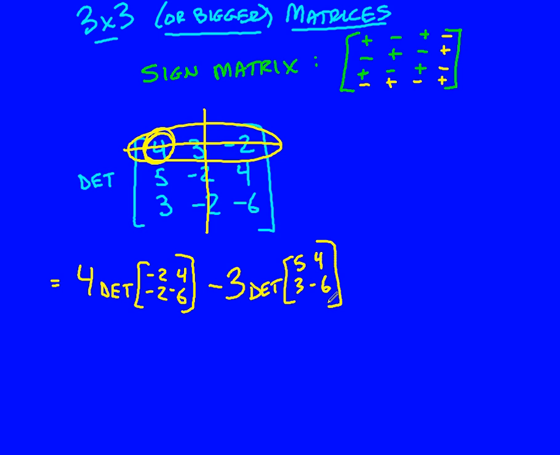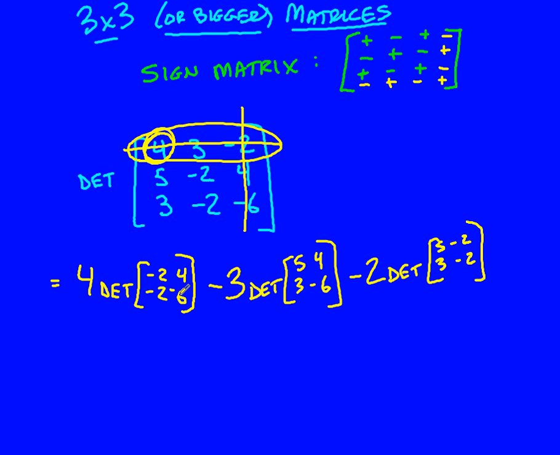And then my last one here, negative 2, is also in a positive position. That doesn't mean I turn it positive. That means that it stays the same as it is. So negative 2 times the determinant of whatever's left. When I cross out that column with that row, what I have left is 5, negative 2, 3, negative 2. So let's first find the determinants of all of these matrices.